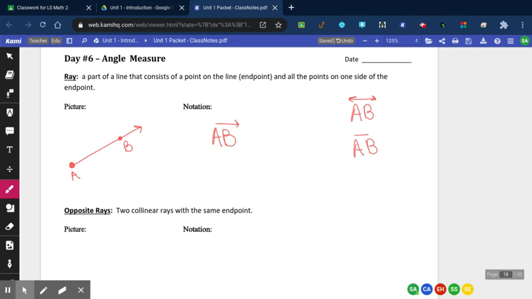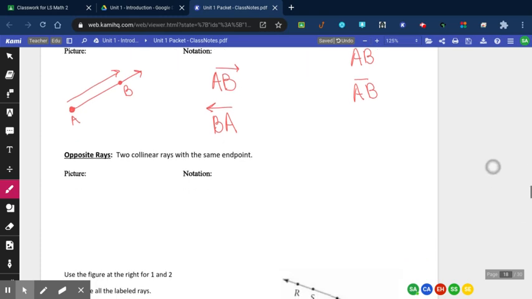Now, it's important when you think about the direction. I'm going from A to B, the arrow to the left, so that's the same way I'm going to notate it on my paper. If I labeled this ray BA, I would put my arrow the other direction because the arrow goes towards B.